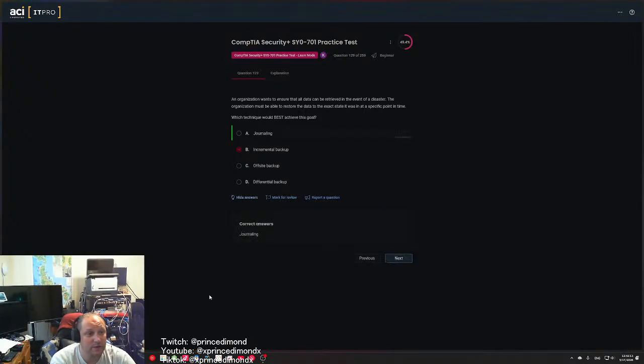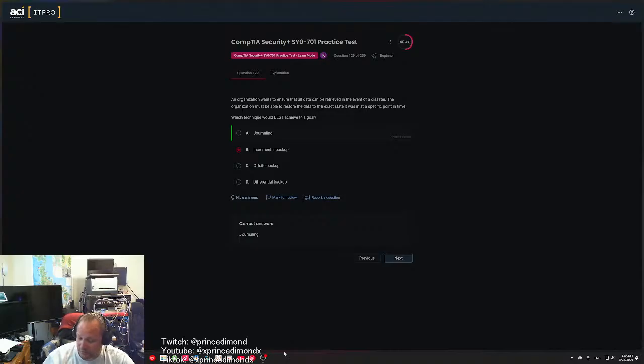Let's just double check. Journaling? What? Okay, so let's look at this from a different perspective. I used Garuda Linux for many, many years. It had Btrfs by default and used snapshots. Now Btrfs is a journaling file system, which is great. And I could go back and restore from those snapshots. So I should have probably used that as an example.